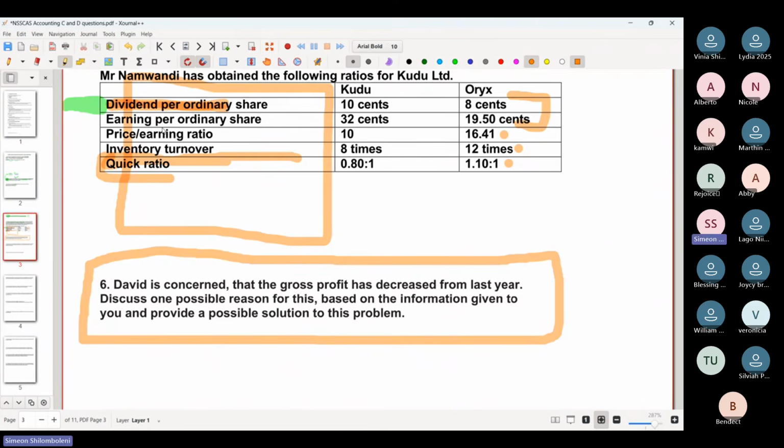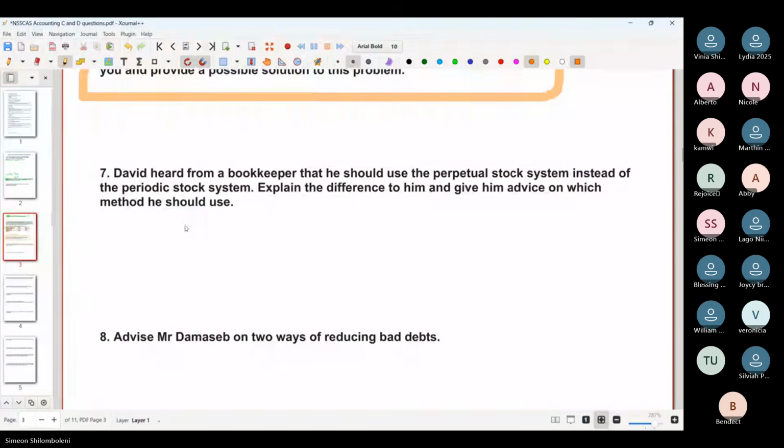So this one we will move on from. This one, David heard from a bookkeeper that he should use perpetual stock method instead of periodic stock system. Should be inventory, just that the question comes from the previous syllabus. Explain the difference. This explaining the difference is not the specific objective that we are dealing with. The question could have just started from here and say, advise on which method he should use.